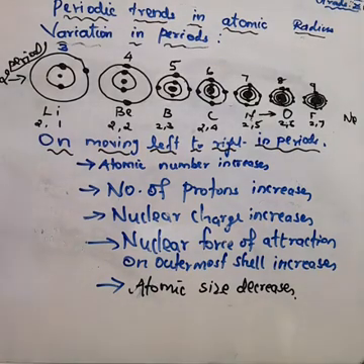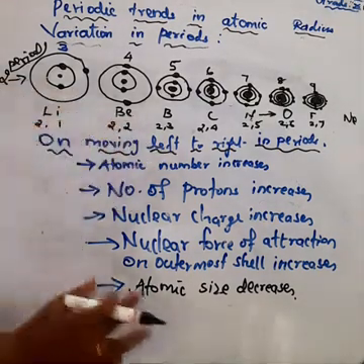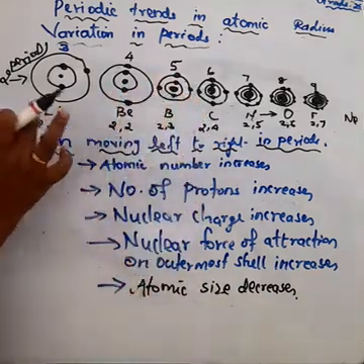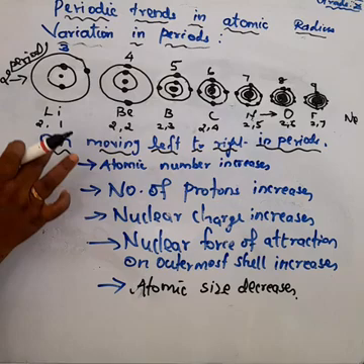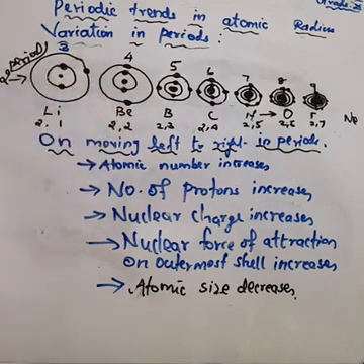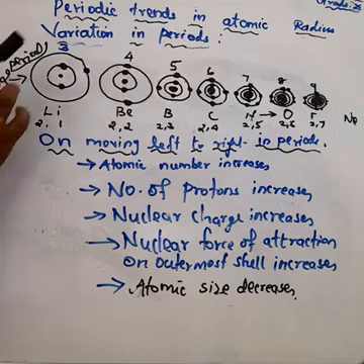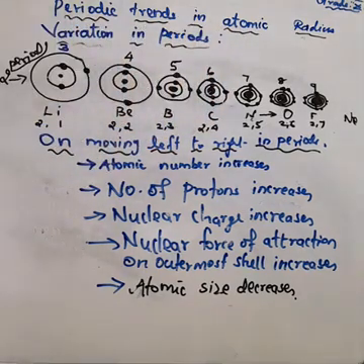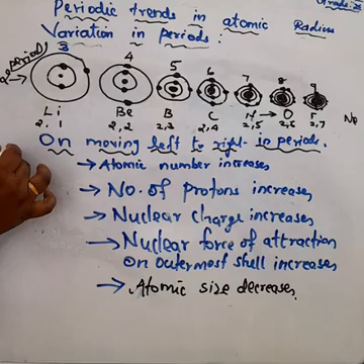So when we move from left to right in the periodic table, the number of shells remains the same, because we know that the period number is equal to the number of shells. Understood? This is about the variation of atomic radius in periods. Now, as we move from top to bottom, that is, in the groups.